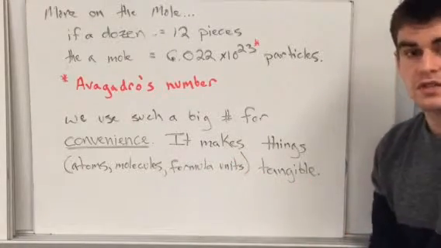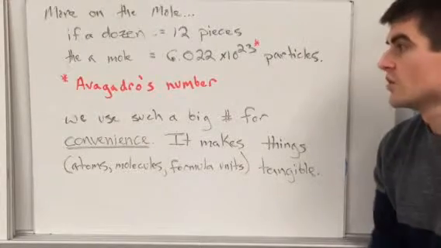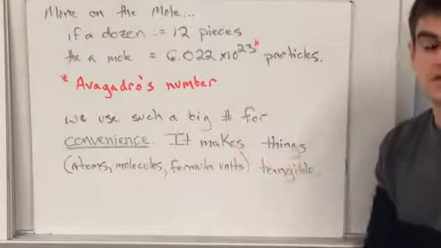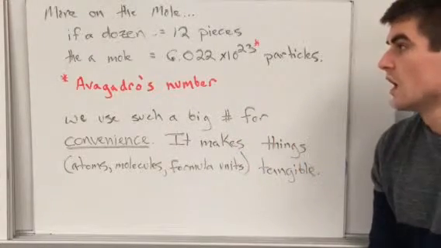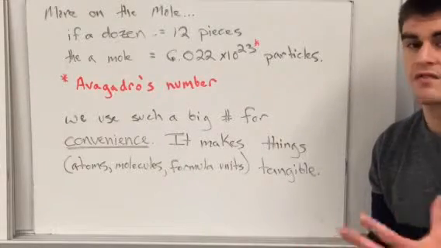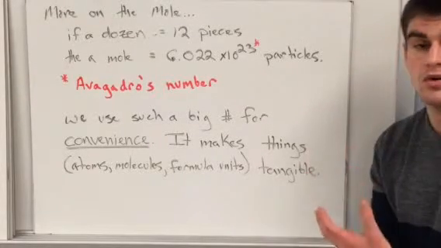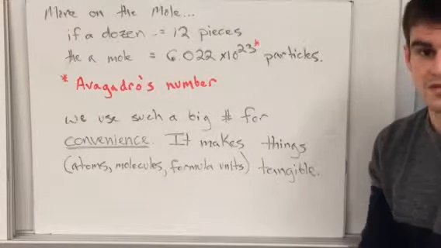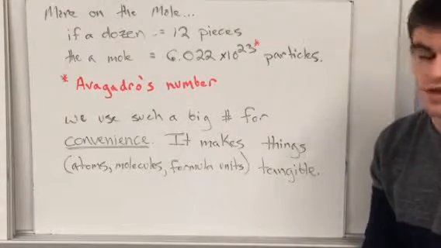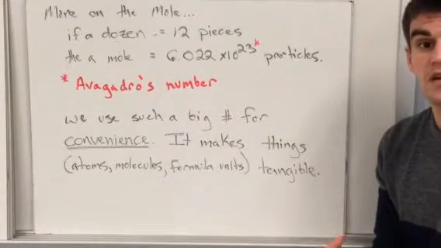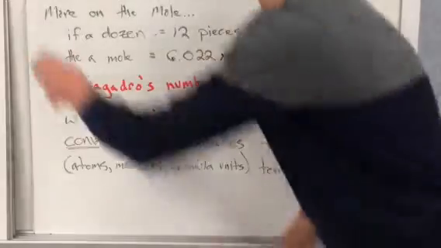So we use such a big number for convenience because it makes these small things tangible. I'll show you an example in class, but I can show you what this many particles of water looks like. I can show you what this many particles of sucrose, you know, C12H22O2, of every chemical we have. I can show you a mole, and it's something you can see. It's something you can hold. Whereas if I said I have a dozen atoms of carbon, you're not going to be able to see that. So we do this for convenience because it makes them big enough amounts that we can see them.